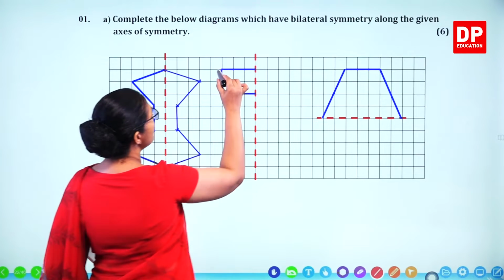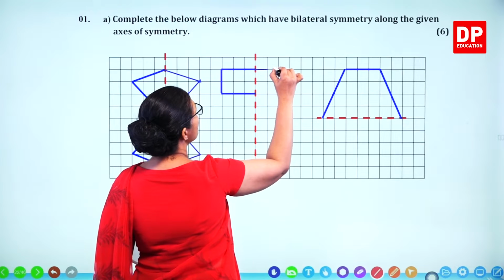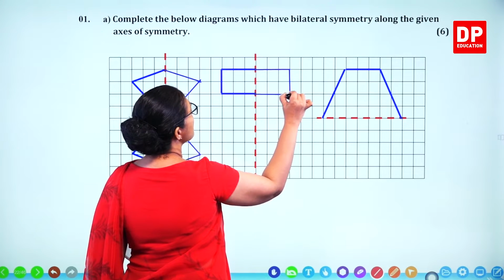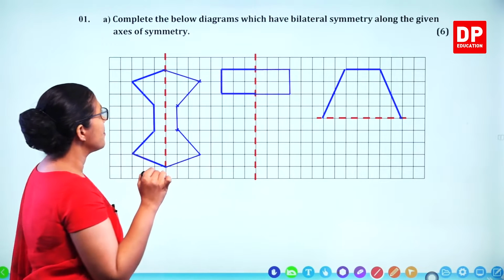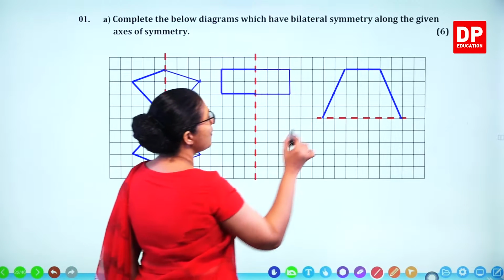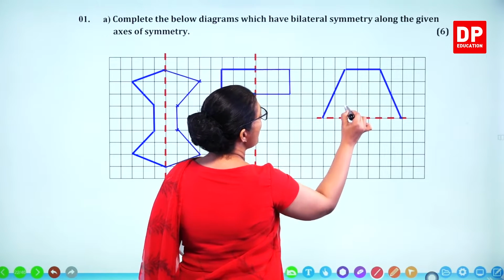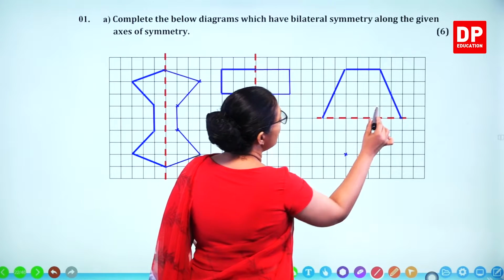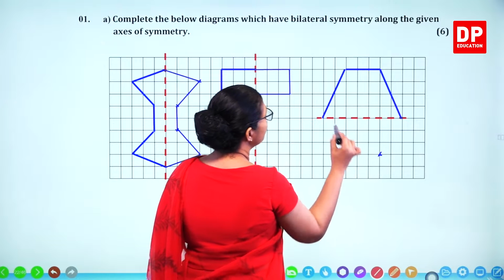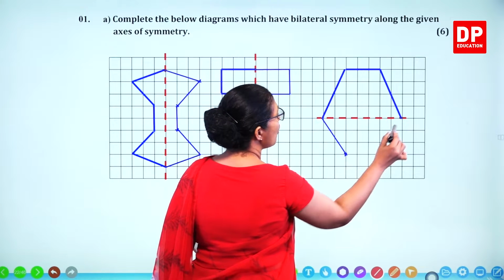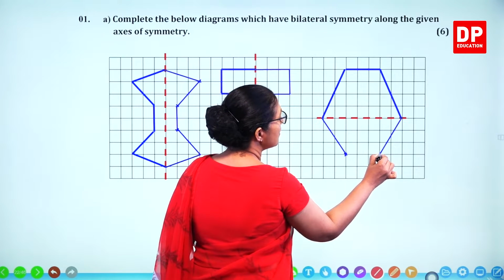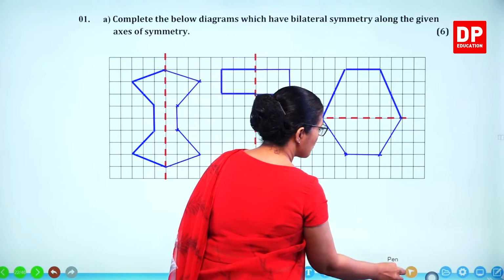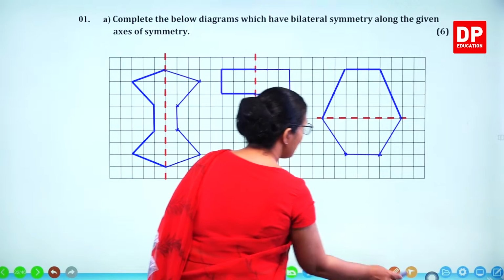What about this one? 3 squares to this side, so you have to draw 3 squares, 2 squares and 3 squares. So that's the other diagram. And what about this one? So from here 3 squares, 1, 2, 3. Here also 3 squares. Now you can connect this point and this one. So those are the 3 figures.